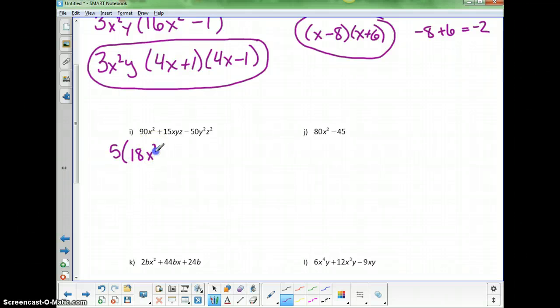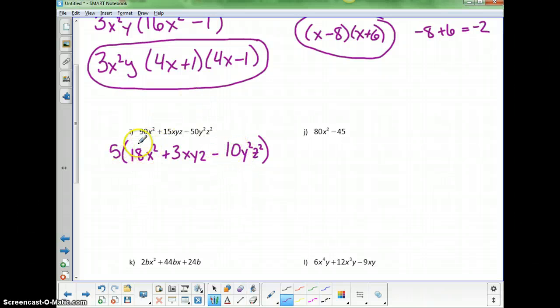So 18x squared plus 3xyz minus 50 divided by 5 is 10, y squared z squared. Okay, so far we've factored out the 5. I still have a trinomial, but now this trinomial has no number that can be divided into all 3 and no common letters that can be taken out. So it needs to be factored some more.